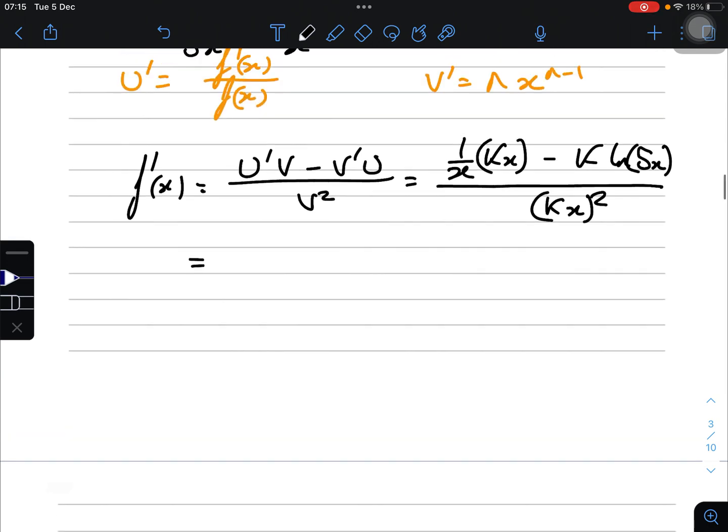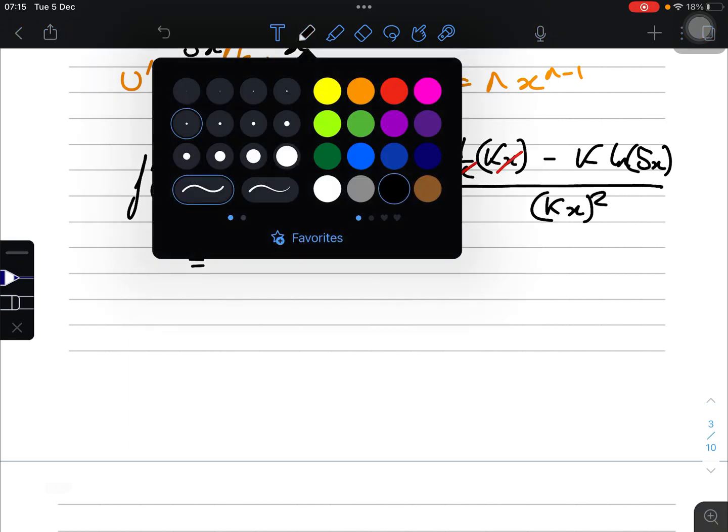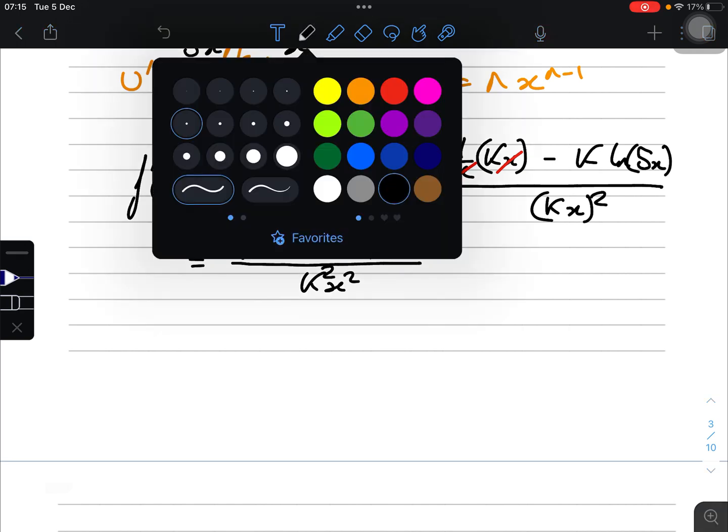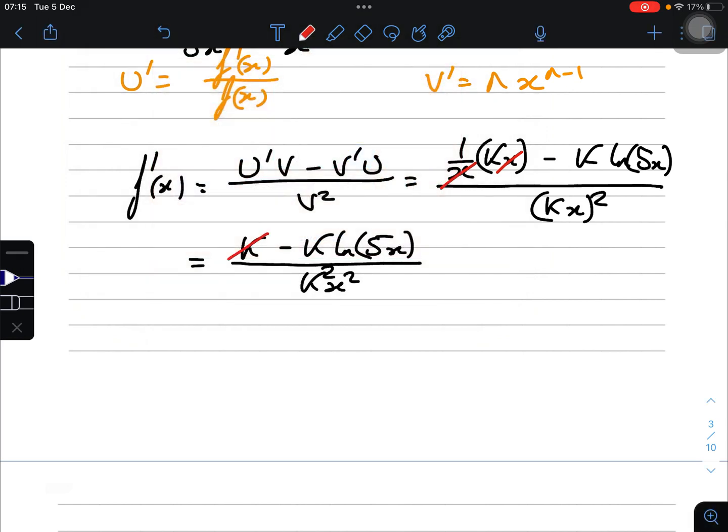So let's think of some clear cancellations we can make. I can see one very clear one here. Let's just cross out those x's, because we're dividing by x and then we're multiplying by x, so all we're left with is k there. And let's just start off with this then, rewriting it like that, and then over kx, let's do k squared x squared.